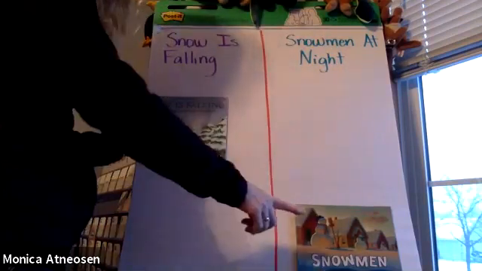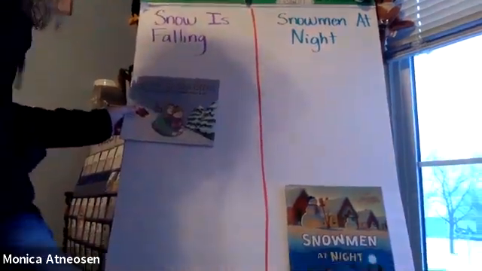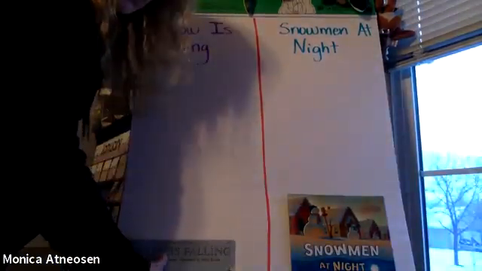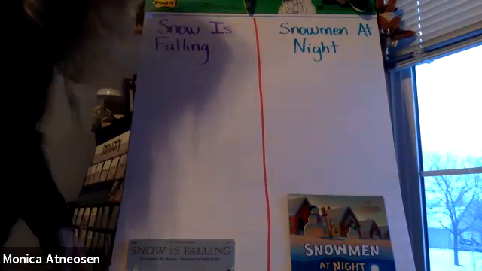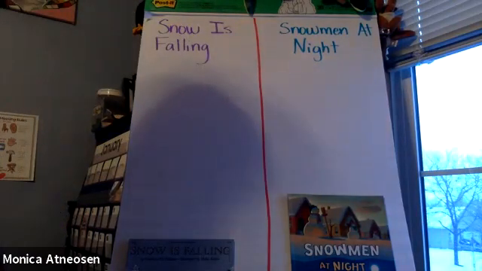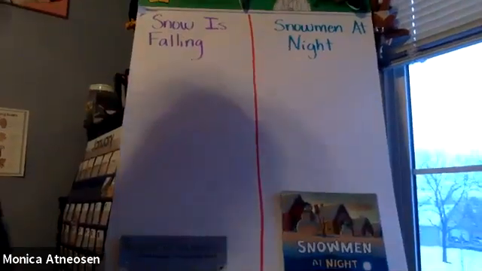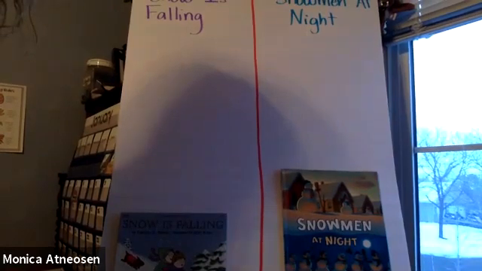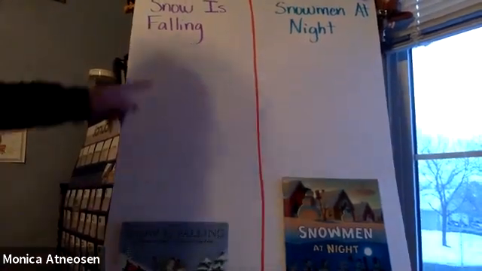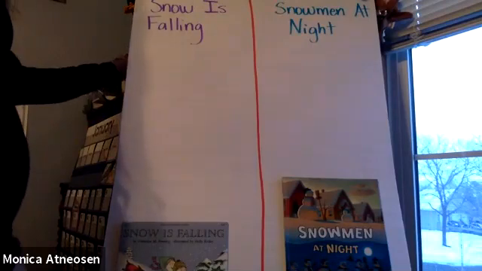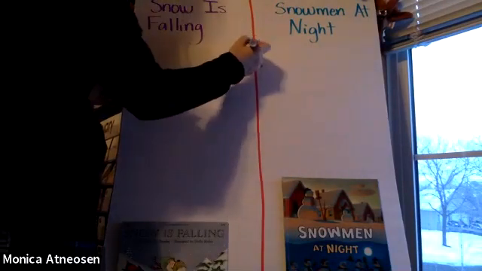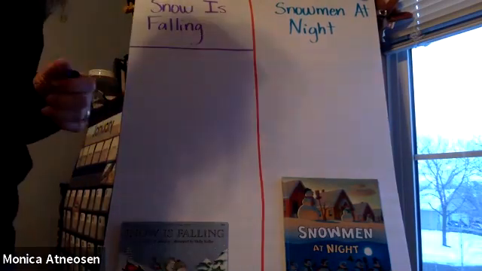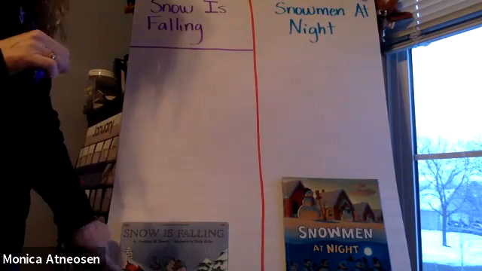We talked about how Snowmen at Night is fiction. That is made up. That is fantasy. That is make-believe, could not happen. Snow is Falling was nonfiction. That means the truth, real, facts. We learned things from it. Okay, so now we're going to write down on this side for Snow is Falling what kinds of things we learned that were facts and helped us to know that that book is nonfiction.